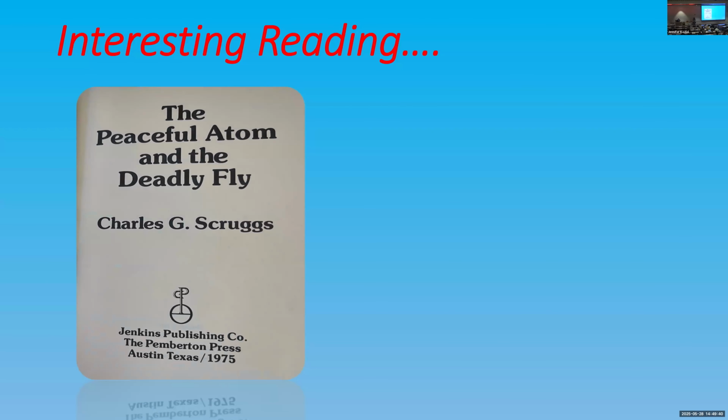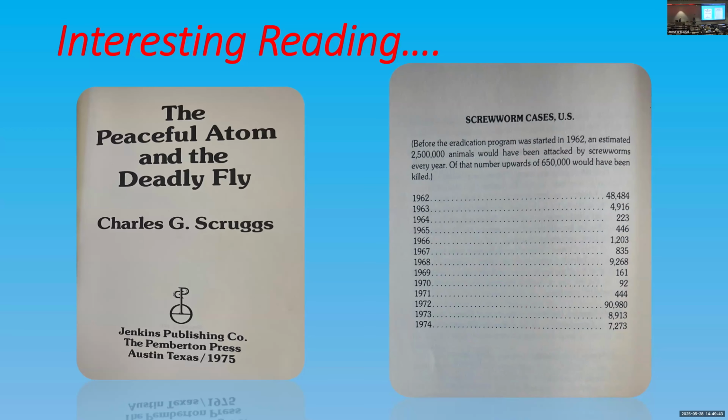Just for giggles, I had this. This is the book that I used. It's a really good read if you can ever get your hands on it, and it was published in '75. So again, if you look at these numbers over here, in 1966 we still had 1,203 cases when it was eradicated. And then in '72 it was eradicated, and there were still 90,000 cases. So just a little bit of information. That's all I got. You?